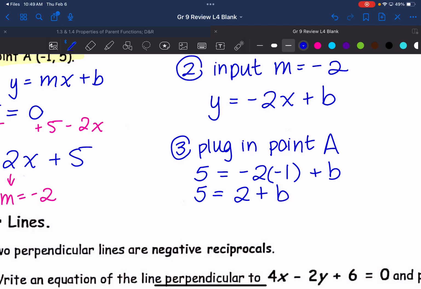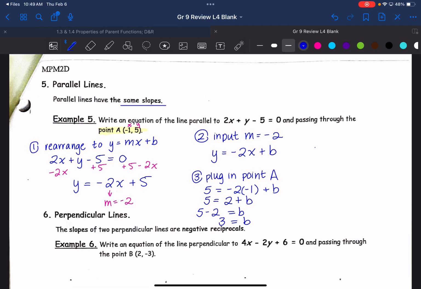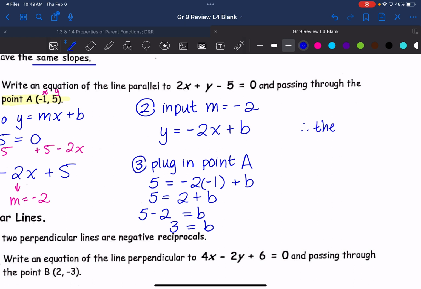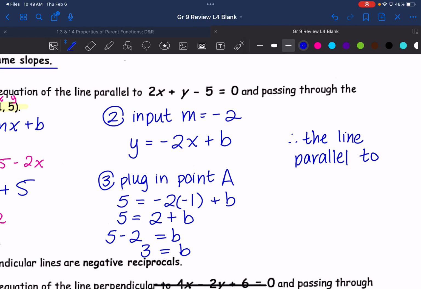And now I want b by itself, so what do I got to do with that 2? Divide by 2. Wait, look at the operation happening. It's attached by addition, so the opposite of addition is subtraction. So 5 minus 2 is b, which is 3. So therefore, we can say the line parallel to, and then you can put it either back in standard form, the one there, or we'll say 2x plus y minus 5 is, and we can say y equals, and we found it, -2x plus 3. Because that was our slope, and that was our y-intercept.